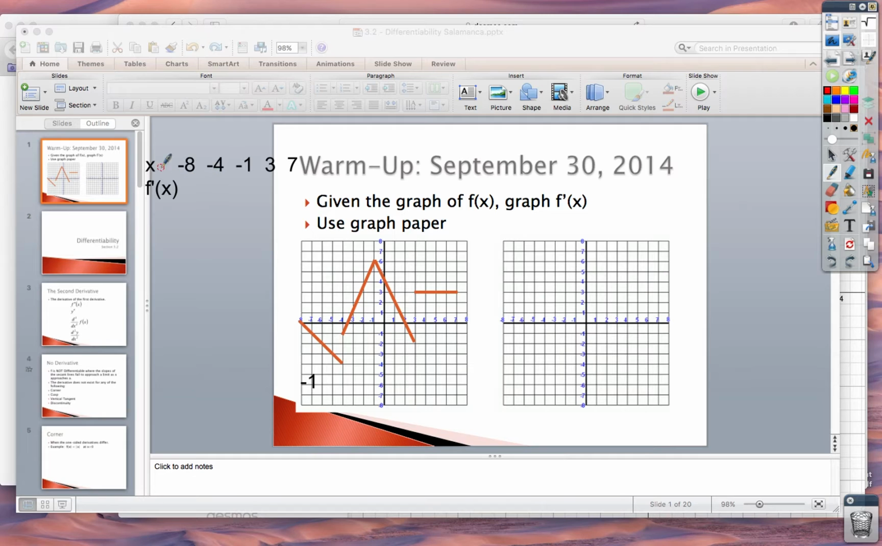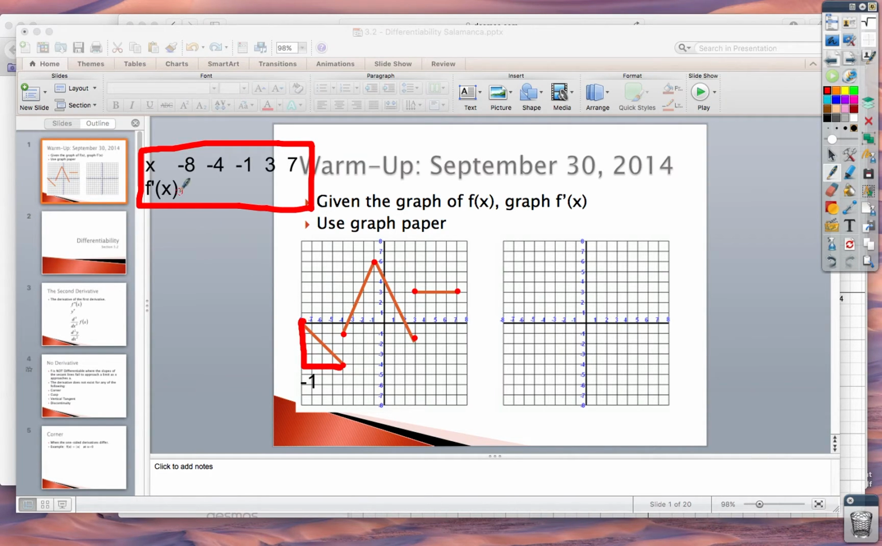Based on what we've done in class before, we are trying to find the graph of f prime. So I made this quick table right here, and on this table I chose specific values for x as they relate to the graph. So we chose -8, -4, -1, 3, and 7. And what we're trying to do here is find the slope of the tangent line at these specific points. To do that, we're going to find the slope of these lines.